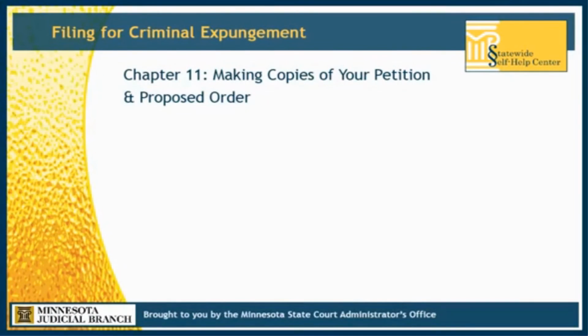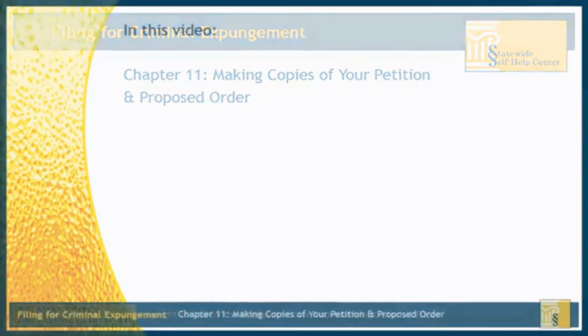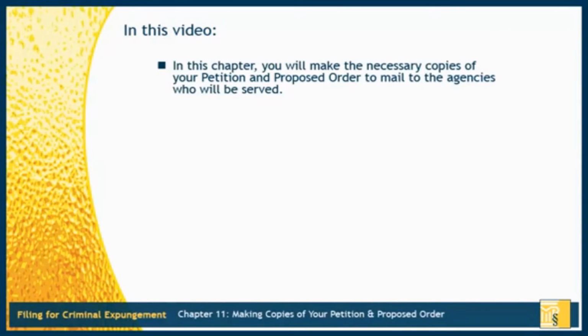Chapter 11. Making copies of your petition and proposed order. In this chapter, you will make the necessary copies of your petition and proposed order to mail to the agencies who will be served.